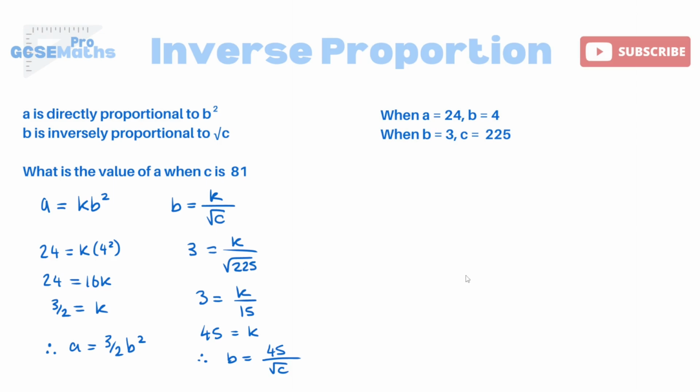Step 3 actually answers the question. So I've been told that c is 81. Okay, that means I need to substitute it into the second one. So b is equal to 45 over root 81. Therefore, that gives me 5. And now, if I take b, I can put it into the first relationship to find out what a is. So 3/2 multiplied by b squared, which is 5 squared. As a fraction for a, that gives me 75/2, or as a decimal, 37.5.